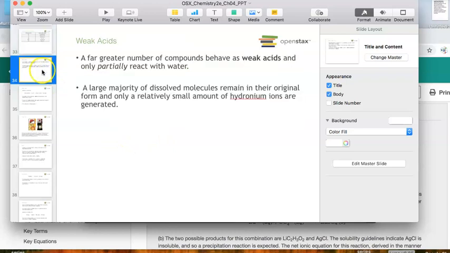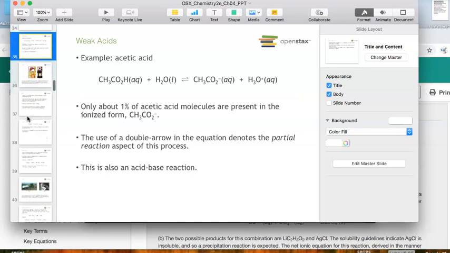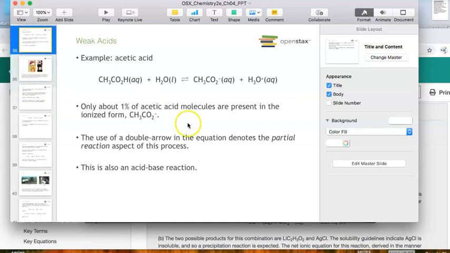All right, so there are a lot of different types of weak acids. A far greater number of compounds behave as weak acids and only partially react with water. A large majority of the dissolved molecules remain in their original form, and only a relatively small amount of hydronium ions are generated. Like I was saying before, acetic acid is usually 5 to 8%. It's nowhere close to 100%. And even if it were 90%, it would still be considered a weak acid. So acetic acid, here we go. Only about 1% of acetic acid molecules are present in the ionized form.